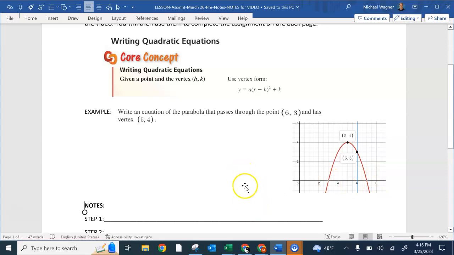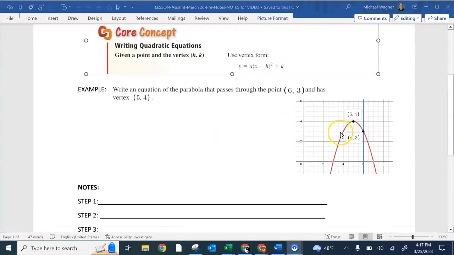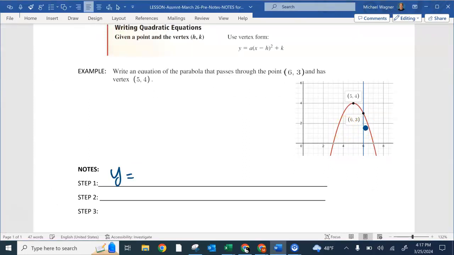Well, the first thing is to write out the vertex form. So that's going to be this one right here. You just write that out. Okay, so I'm going to write that here. The generic formula, y equals a times (x minus h) squared plus k. Okay, step number 2, you're going to substitute in the actual values for h and k into this equation.